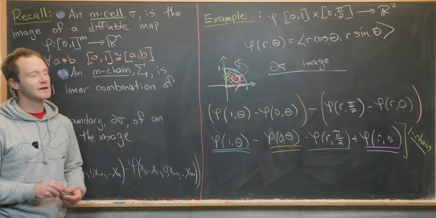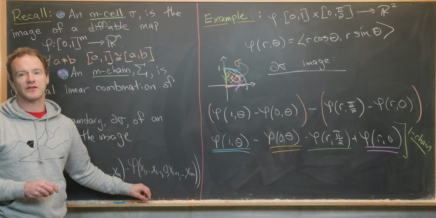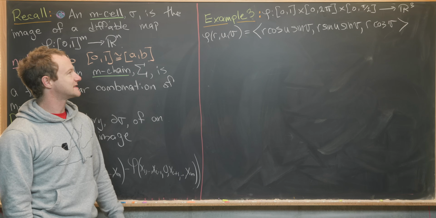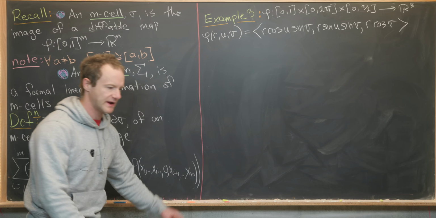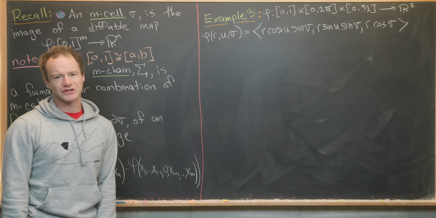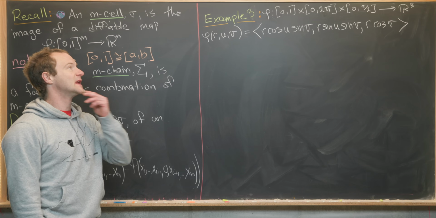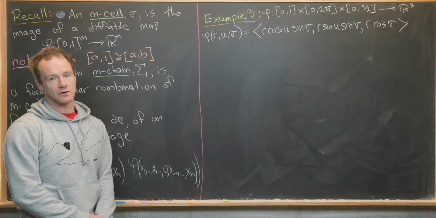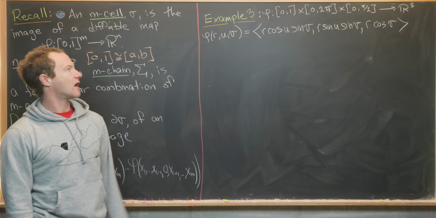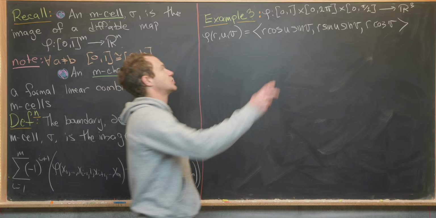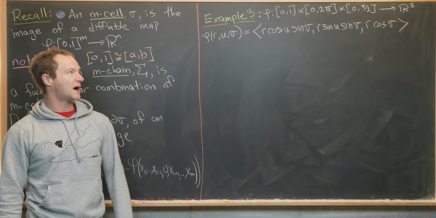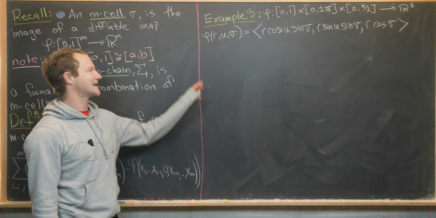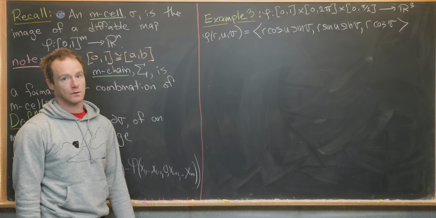Okay, so let's maybe clean up the board and then we'll do an example of a 3-cell. So for our next example, we're gonna look at a 3-cell, and we're also gonna put it in R^3 instead of a higher dimensional space just because it's simpler. And here we're being inspired by spherical coordinates. So we've got our function phi, which goes from [0, 1] cross [0, 2pi] cross [0, pi/2] up to R^3. And like I said, it's inspired by spherical coordinates.